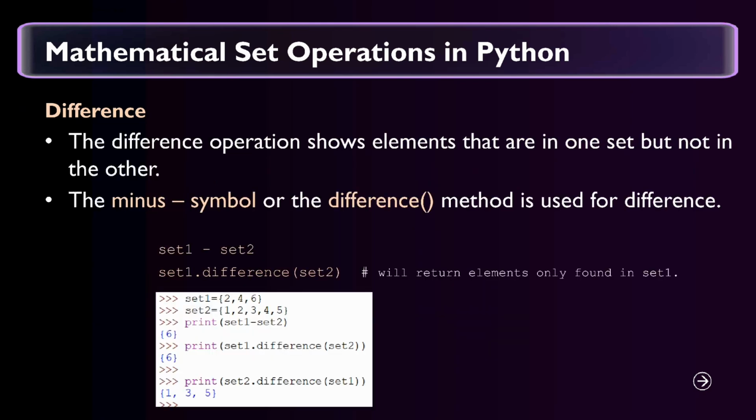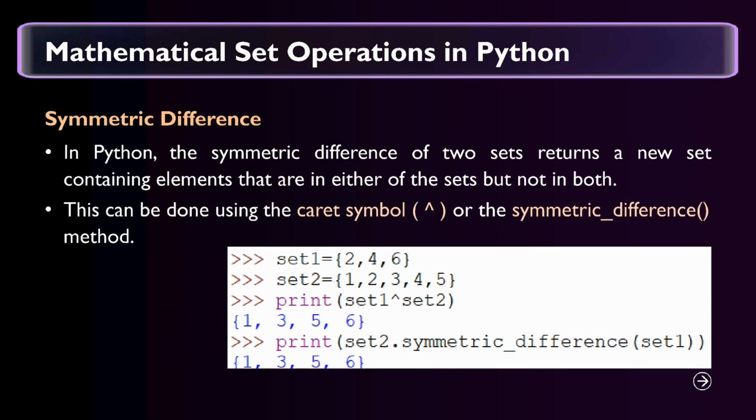Next, the difference operation. The difference operation shows elements that are in one set but not in the other. Set 1 difference set 2 will return elements only found in set 1. Next is the symmetric difference. Symmetric difference gives elements that are in either set but not in both. This can be done using the caret symbol or the symmetric difference method.